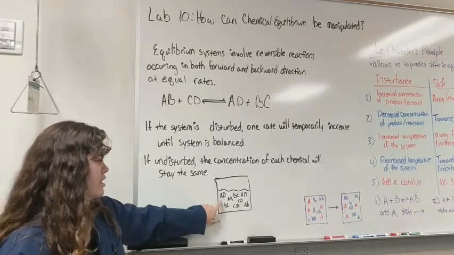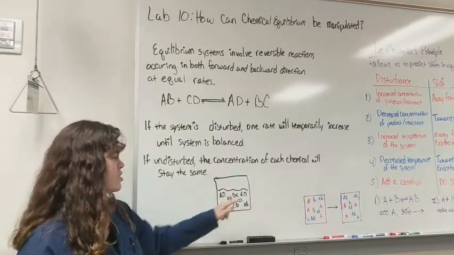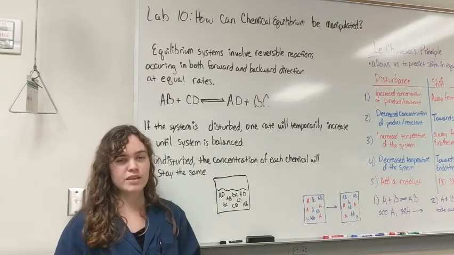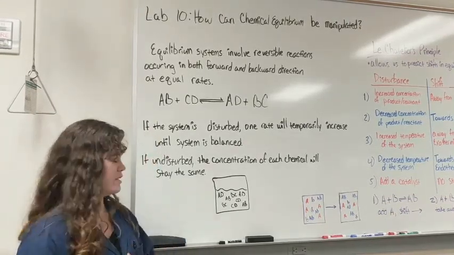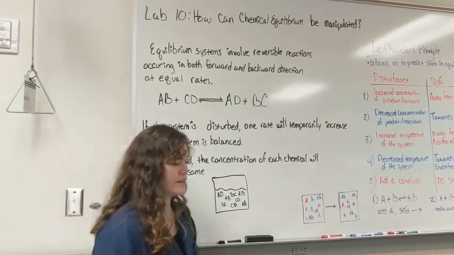In a beaker, you have an equal number. You have two of each AD, AB, CD, and DC or CD on there.